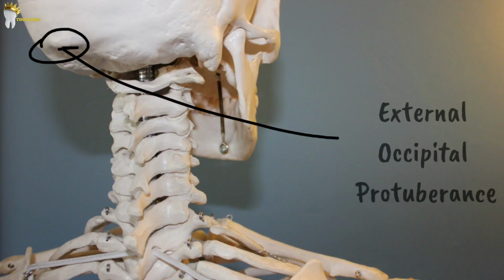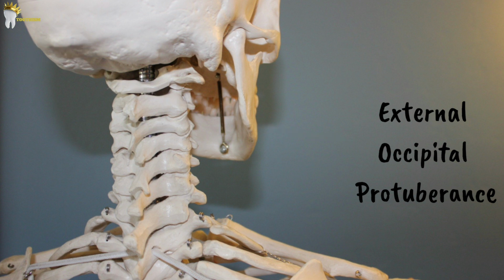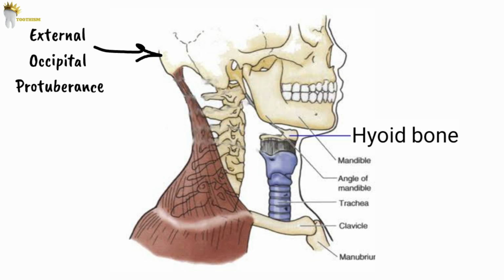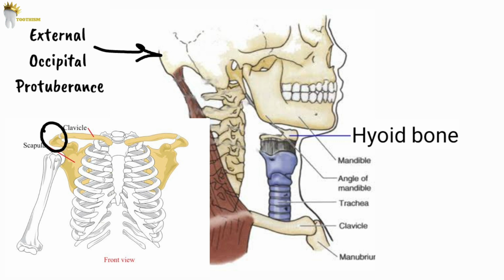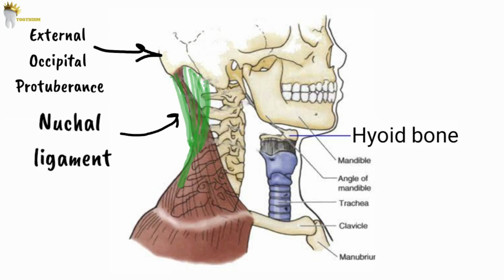Superiorly, it attaches to the external occipital protuberance and the superior nuchal line of the skull. Anteriorly, it attaches to the hyoid bone. Inferiorly, it attaches to the spine and acromion of the scapula, the clavicle and the manubrium of the sternum. And posteriorly, it attaches along the nuchal ligament of the vertebral column.